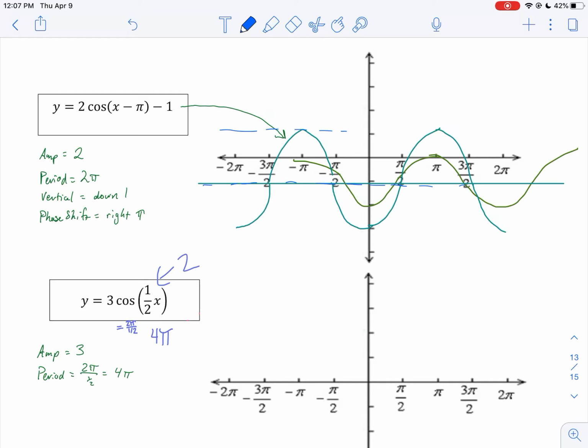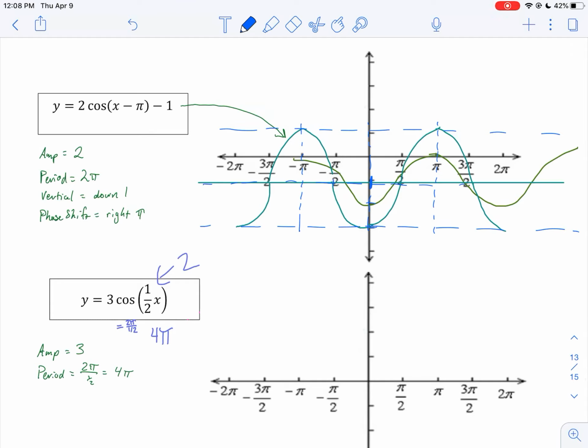Since the vertical shift is down 1, you can see here is the new center line, so to speak. From there, my amplitude is 2. So I go up 2 from there, and I go down 2 from there. Phase shift right pi. And so instead of starting at 0, it's going to start at pi. Now, you could draw this a period of 2 pi coming out here to 3 pi, but since we don't have room out here, I can just do my period starting back here, 2 pi this direction.